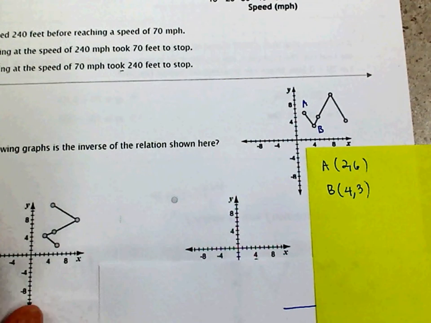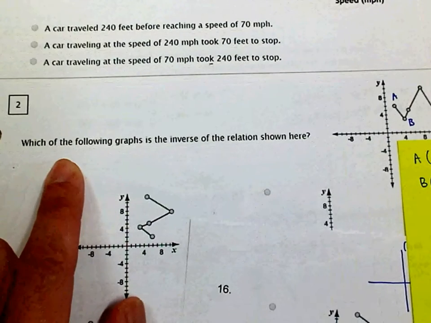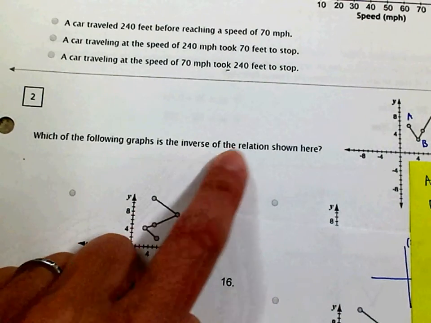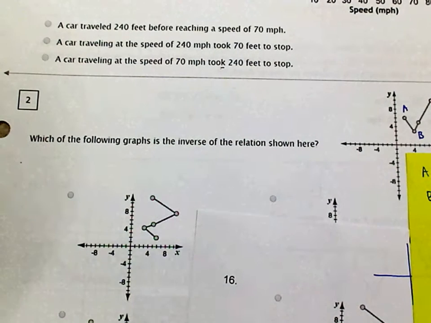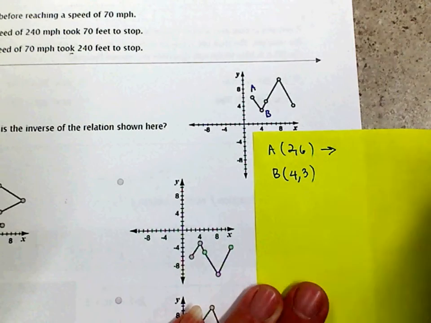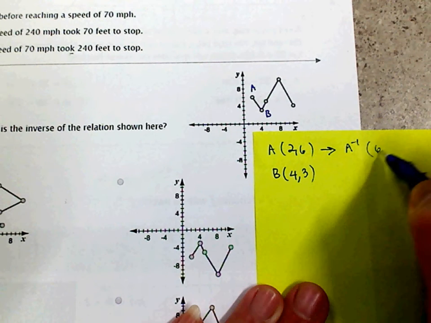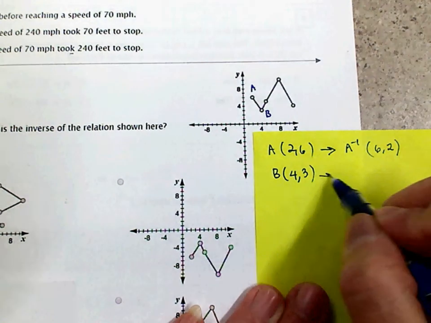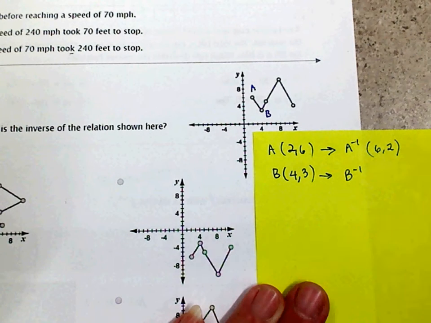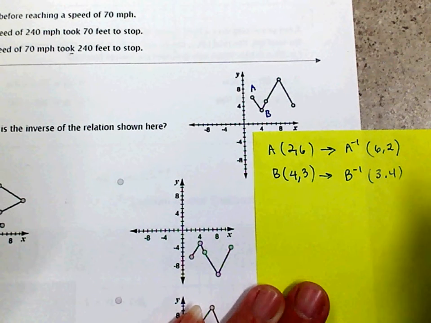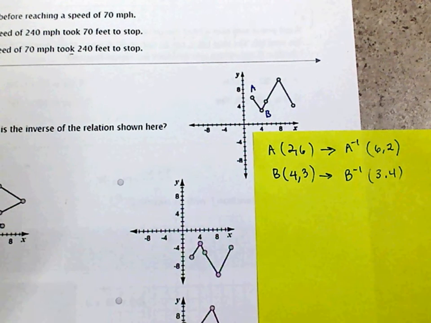The question on number 2, this is the part I left off, my apologies. Which of the following graphs is the inverse of the relation shown here? An inverse is a flip, okay? So if I'm going to take an inverse of this one, what would that be? 6, 2. Did you guys see how we just flipped that? If we were to take an inverse, the symbol is -1, what would the inverse of this one be? 3, 4. Okay? Did you guys see the inverse? See how it just flips?